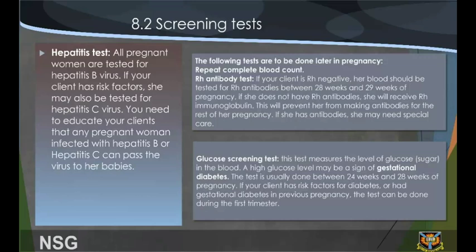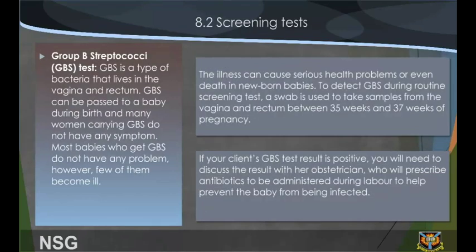Glucose screening test. This test measures the level of glucose, sugar, in the blood. A high glucose level may be a sign of gestational diabetes. This test is usually done between 24 weeks and 28 weeks of pregnancy. If your client has risk factors for diabetes or had gestational diabetes in a previous pregnancy, the test can be done during the first trimester. Group B streptococci test.